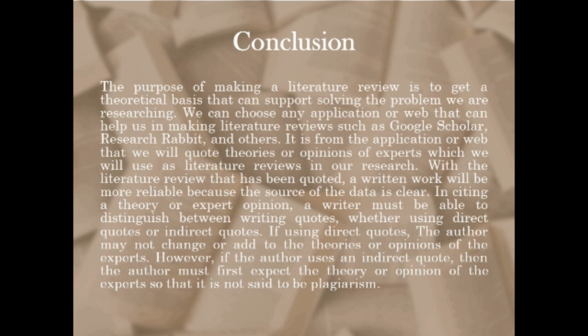With the literature review that has been quoted, a written work will be more reliable because the source of data is clear. In citing a theory or expert opinion, a writer must be able to distinguish between writing quotes, whether using direct quotation or indirect quotation. If using direct quotation, the author may not change or add to the theories or opinions of the expert. However, if the author uses an indirect quotation, then the author must first paraphrase the theory or opinion of the expert so that it is not said to be plagiarism.